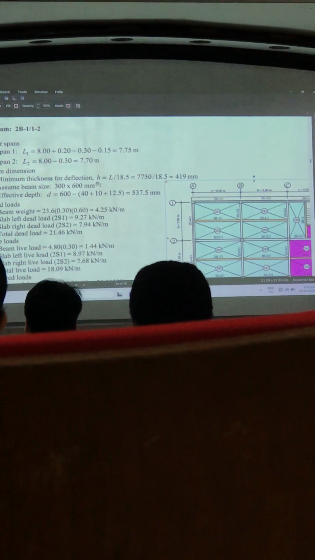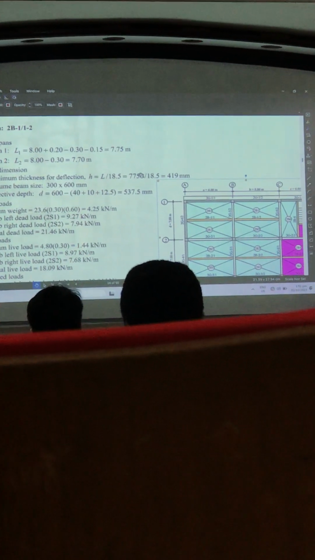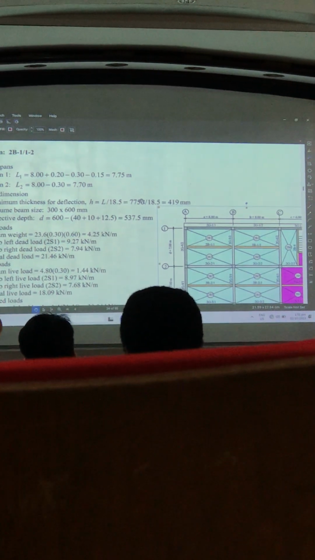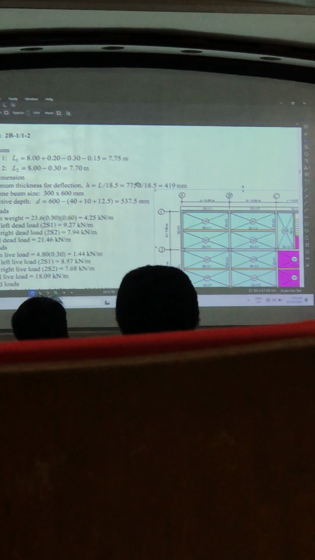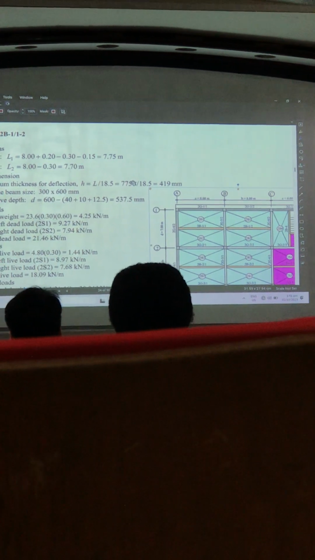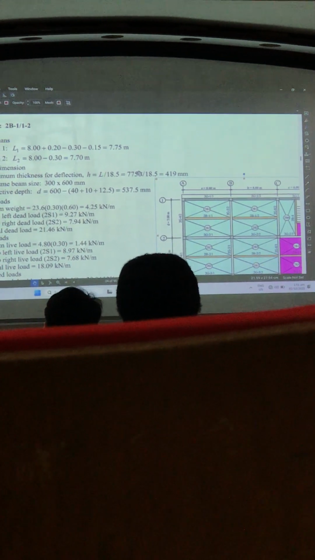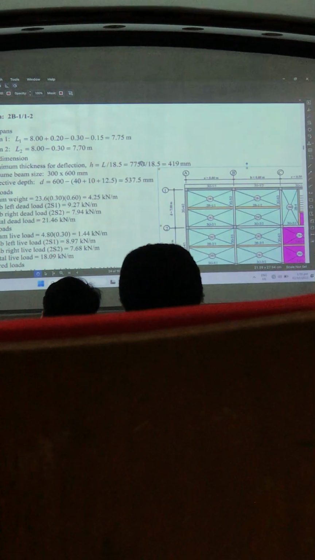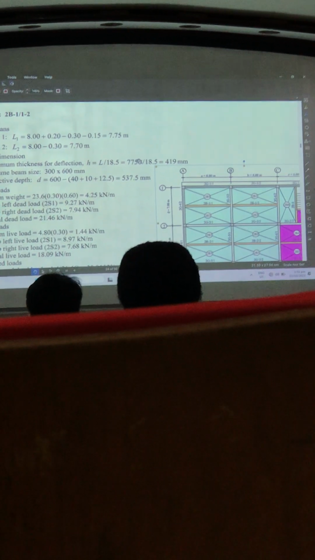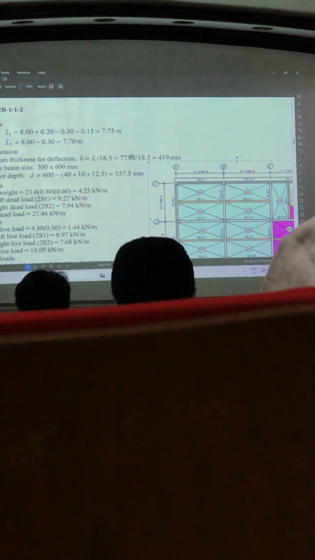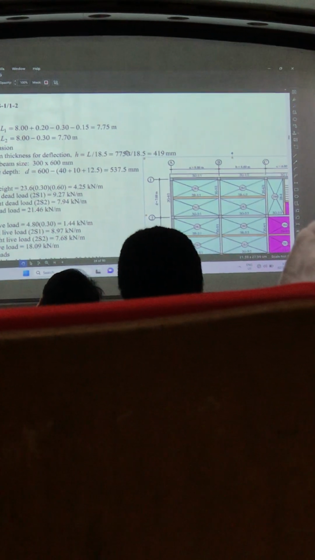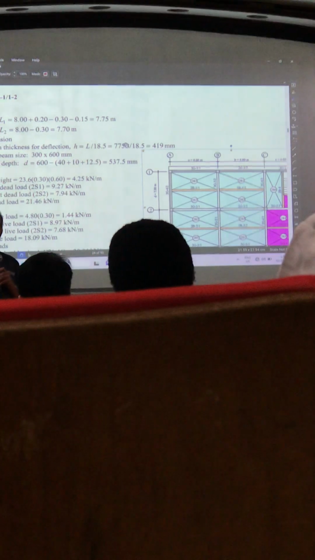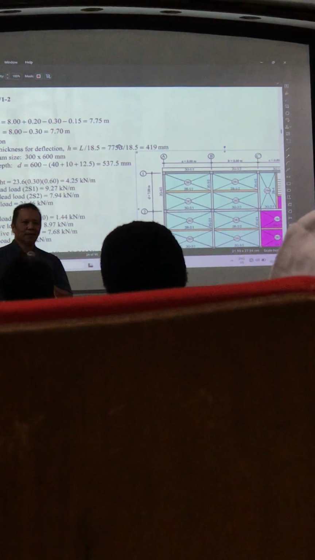So this is the code prescribed minimum depth of the beam in order to control deflection. However, we will assume a beam size of 300 by 600 millimeters. Of course, at this point in our computation, we do not know if it is too big or too small. So that is just an assumed size.